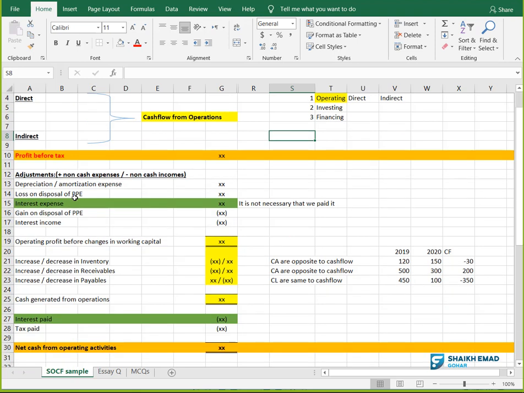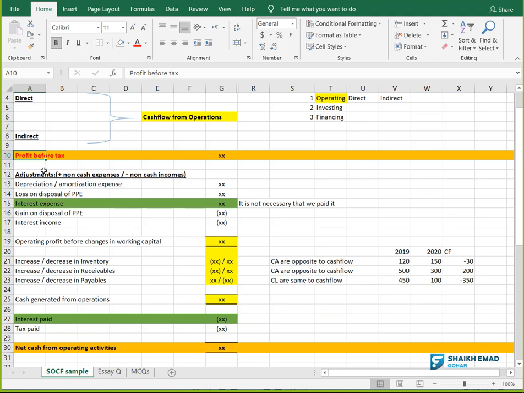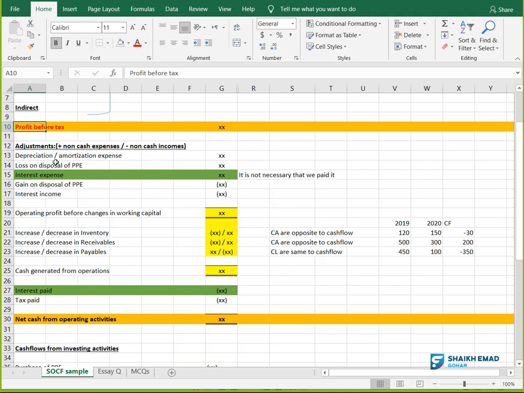Moving on, when you start your cash flow statement, you have to start with the profit, which is coming from the income statement, right? So normally we use profit before tax, as recommended by the standards, and then we do some adjustments, definitely, because in the profit you have some non-cash incomes, non-cash expenses. If you have a non-cash expense in the income statement, you need to add back, like depreciation, amortization, loss on disposal, interest expense. If you have a non-cash income, you need to deduct, which is like gain on disposal or interest income.